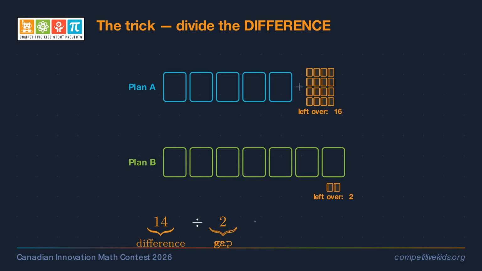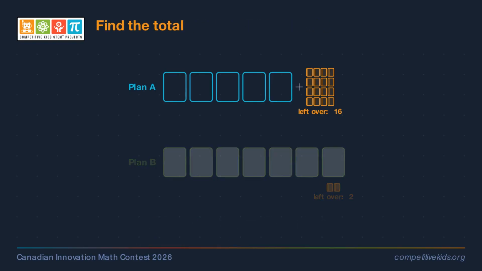Now we divide. 14 books divided by 2 extra bundles. Each bundle holds 7 books. Now, back to the real question. How many books are there altogether?